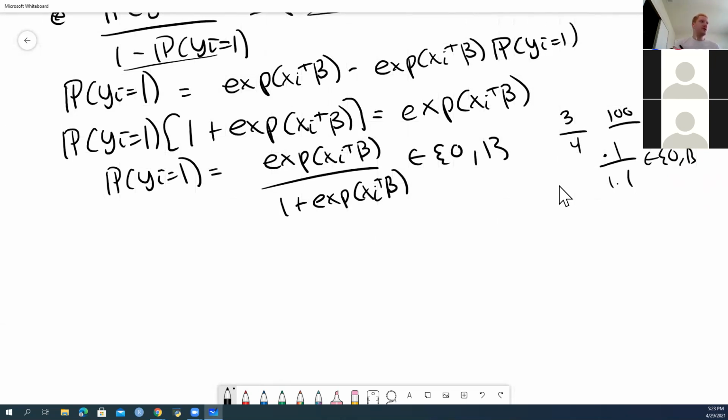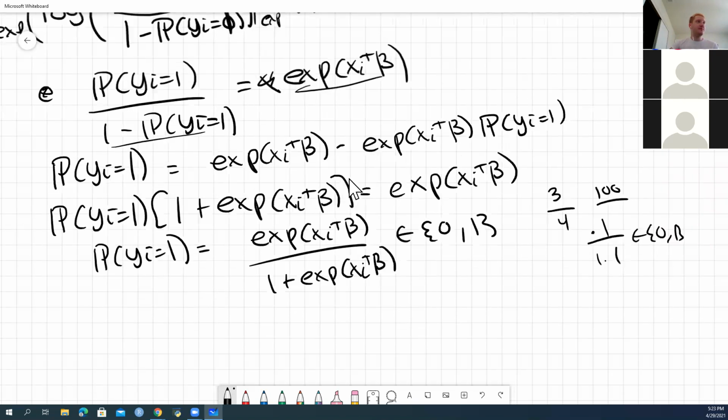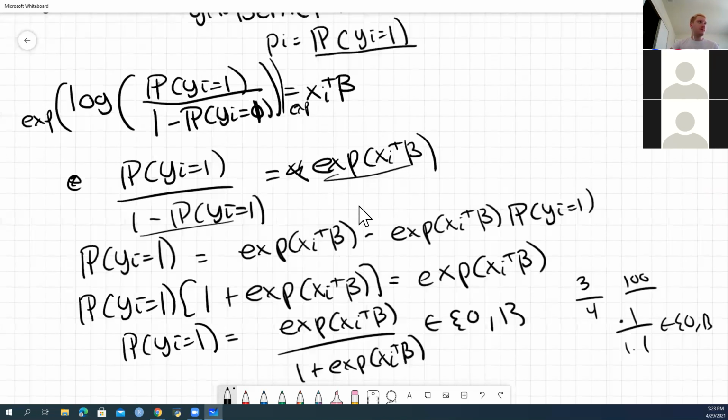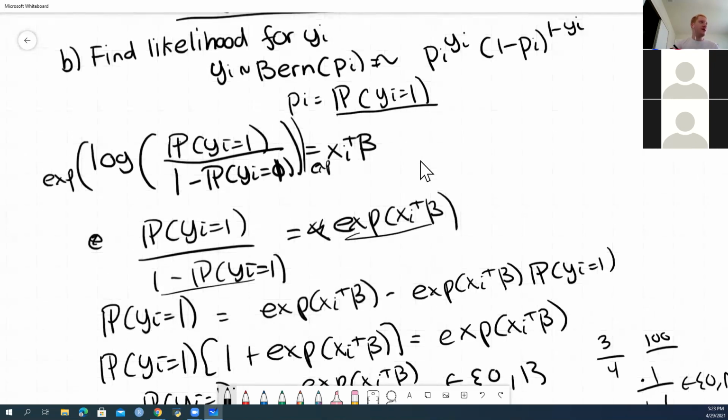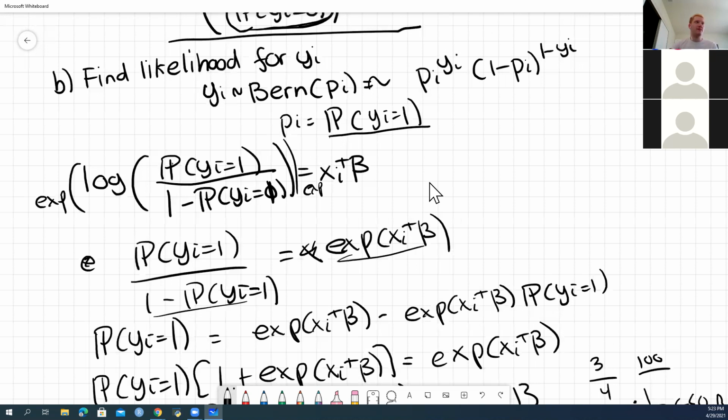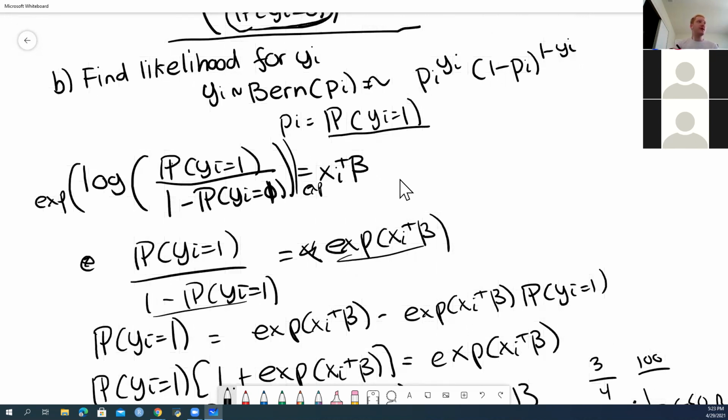Does that make sense? I just literally from this step, yeah, what's up? I think it makes sense. Okay, cool. So yeah, everything I did from here basically to the end was just algebra. The only quirky thing was replacing it with 1 minus pi. So now remember, we said yi is Bernoulli for some pi, and the pi is equal to this. So now we found the pi, so we can find the likelihood now.